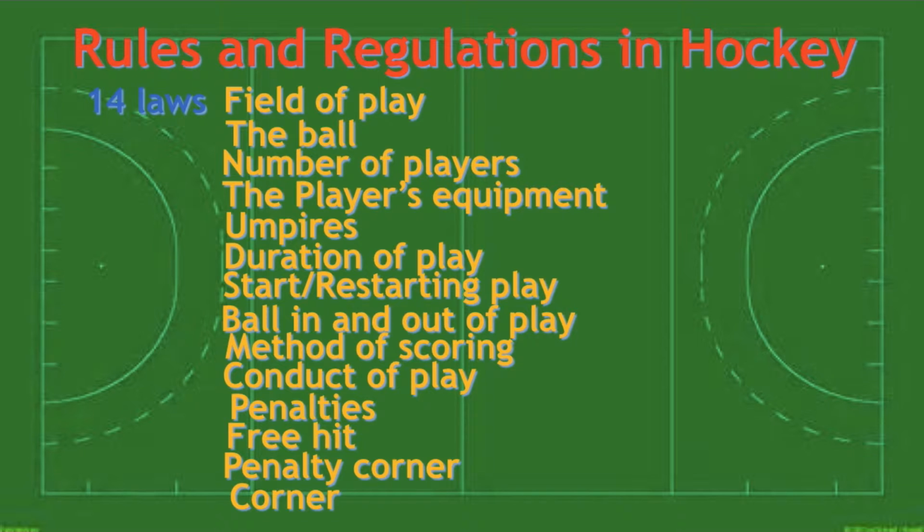The ball is spherical and hard. It is usually white, however the colour of the ball may be agreed before the start of the match as long as the ball contrasts with the surface. The number of players. Each team can have a maximum of 11 players on the pitch at one time of play. The maximum number of substitutes per team is 5.